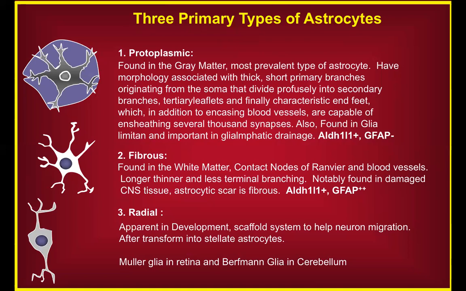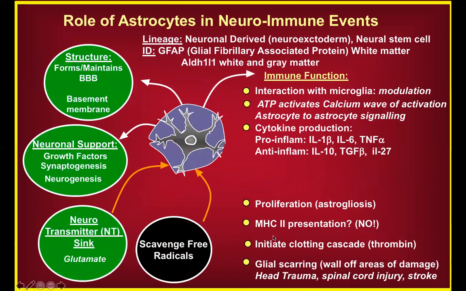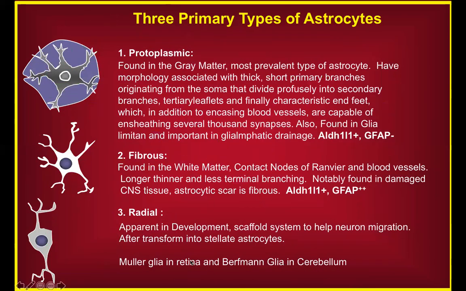The fibrous ones are going to be the ones that are GFAP positive. So these are the ones you see after injury and things that are very fibrous. And then you have these radial. They're apparent in development. They're important in the scaffold system to help neuronal migration, and it can also transform into what's called a stellate astrocyte.